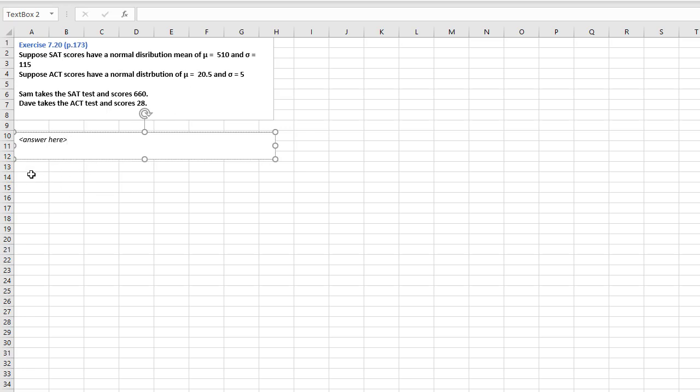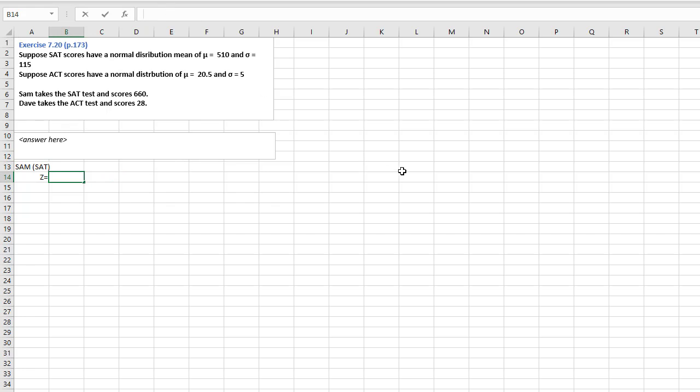So first off, we need to do some standardization of z-scores. So I'm going to hit z equals, and I'm going to flush that to the left. Let's start off with, let's say this is Dave. No, I'm sorry, this is Sam. Let's start off with Sam, and that is the SAT. SAT Sam is what we always called him back in the day.